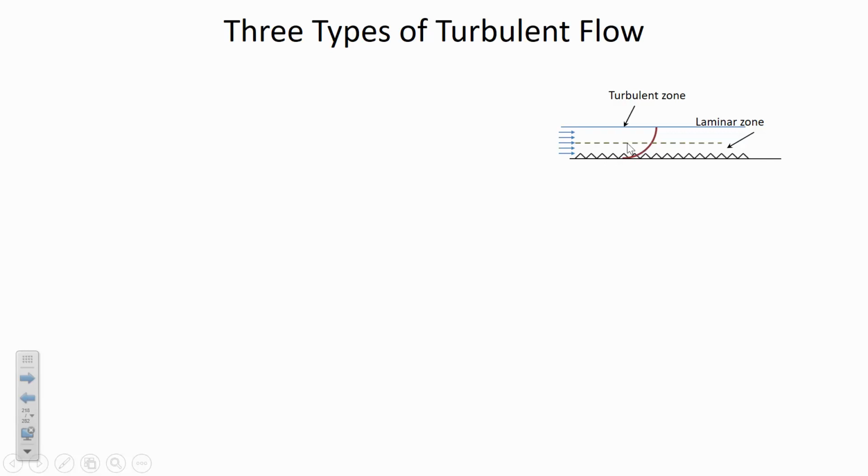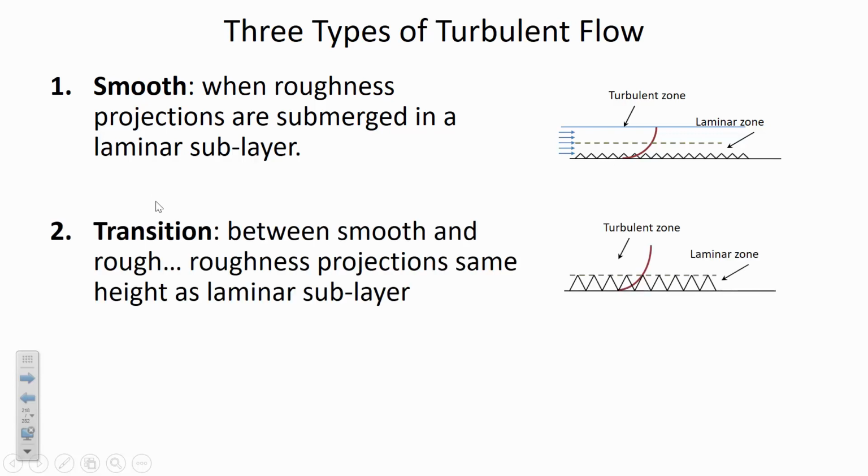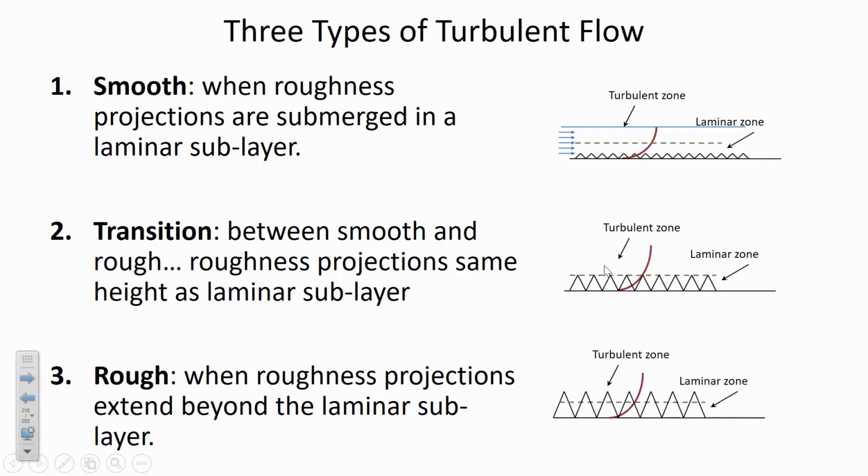If the laminar zone is thicker than the roughness heights, that's what we call smooth turbulent flow. There's transition turbulent flow when the height of those roughness elements is equal to the thickness of the laminar layer. And then rough turbulent flow is when these roughness elements are taller than the thickness of the laminar layer. And so if you have really fast moving velocities, there's going to be a thin laminar layer. And so if you have particularly rough surfaces or high velocities, then you'd expect to see rough turbulent flow.